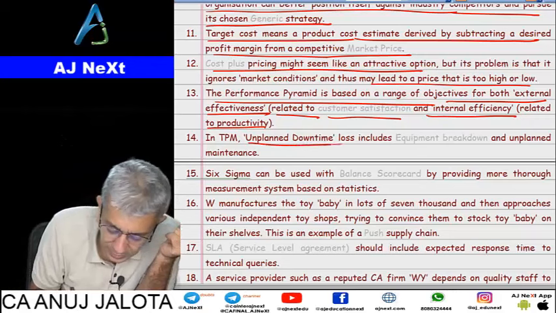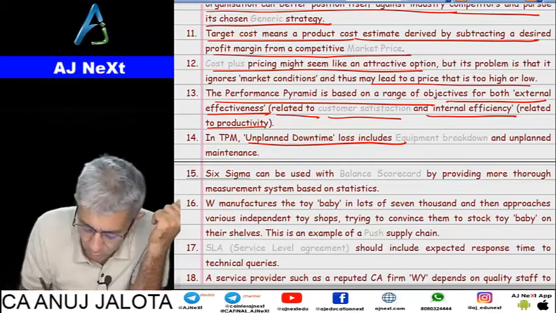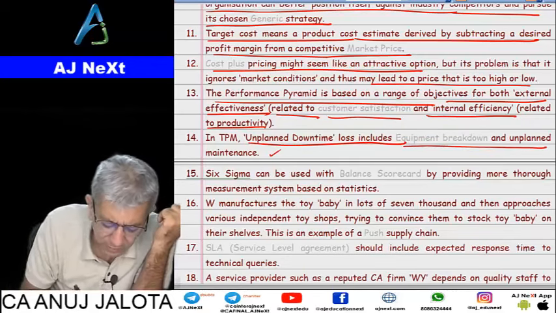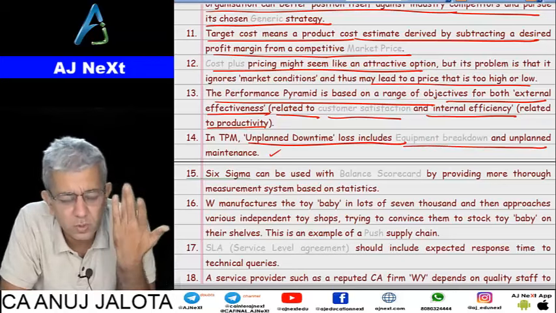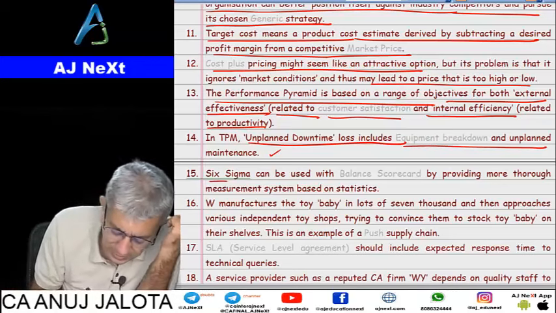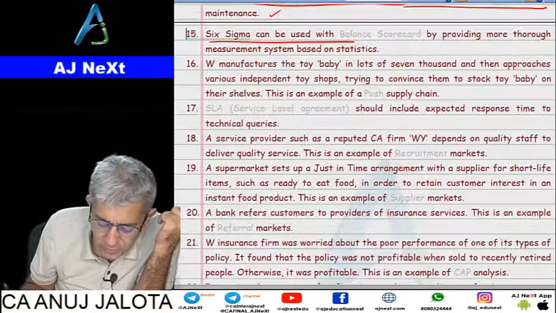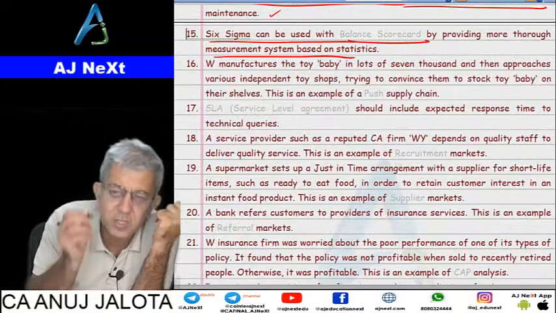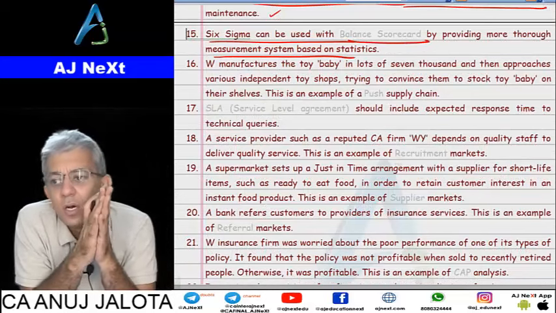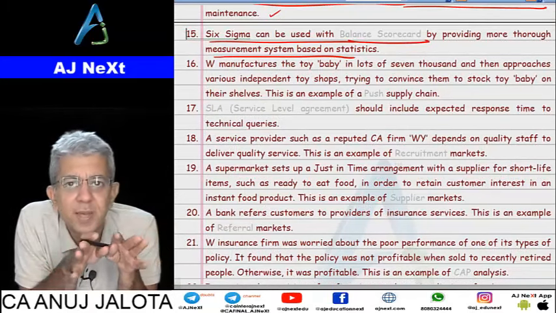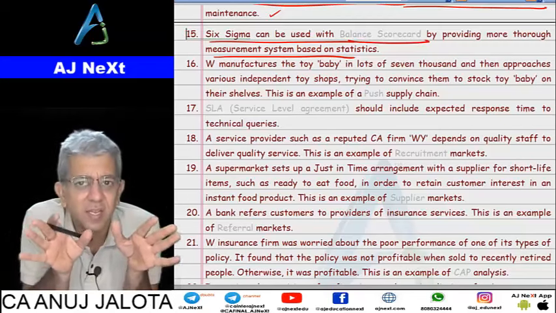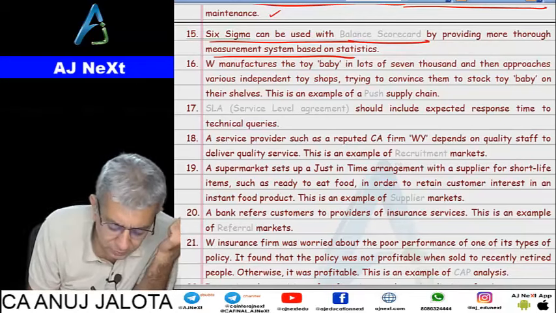Further, in TPM, unplanned downtime includes equipment breakdown and unplanned maintenance. You are all aware of that, so TPM is there for that only. Six Sigma can be used with this technique by providing more data through a measurement system based upon statistics. Obviously, your balanced scorecard is a wholesome kind of performance management system. It measures everything that you can.